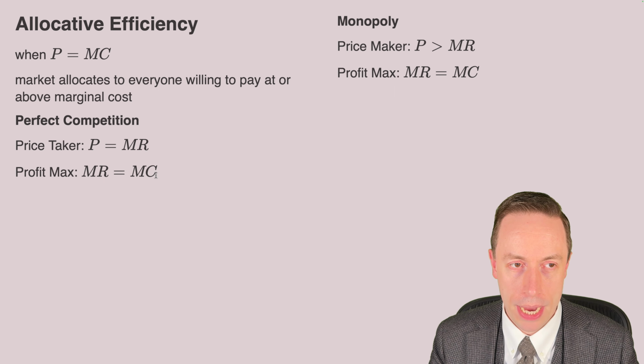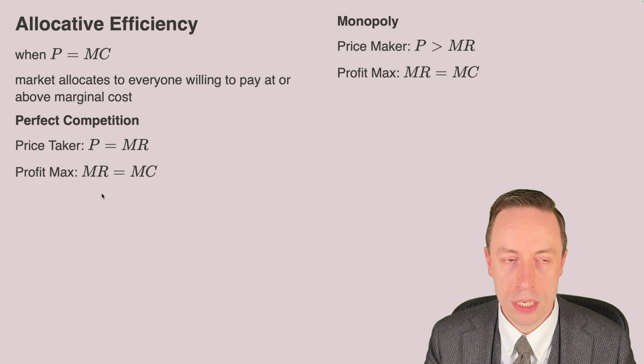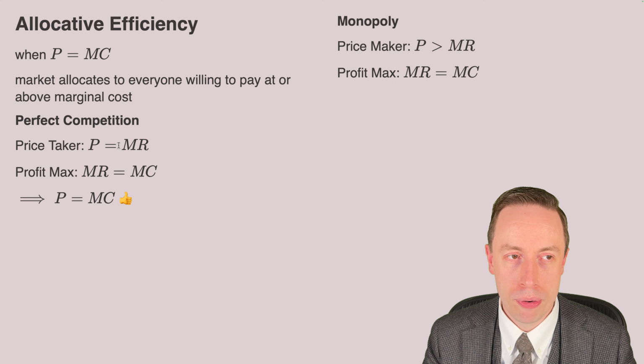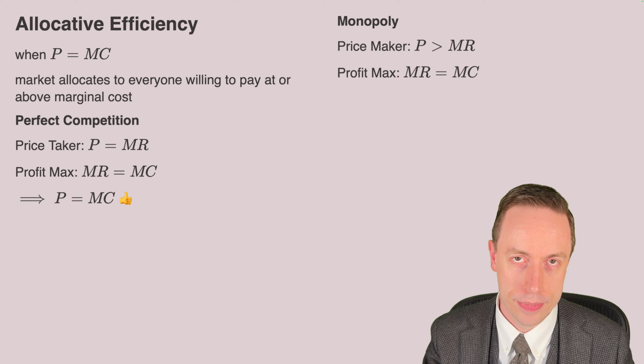So at profit max, you put these two together, price equals marginal revenue and marginal revenue equals marginal cost. What are you left with? Price is equal to marginal cost. Transitivity, right? So allocative efficiency achieved.